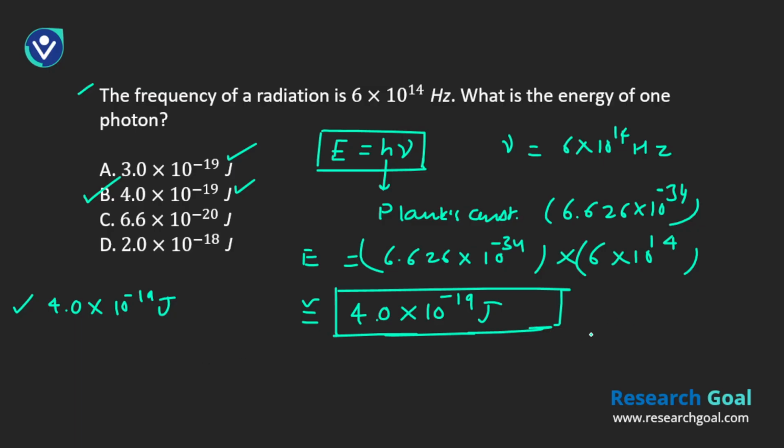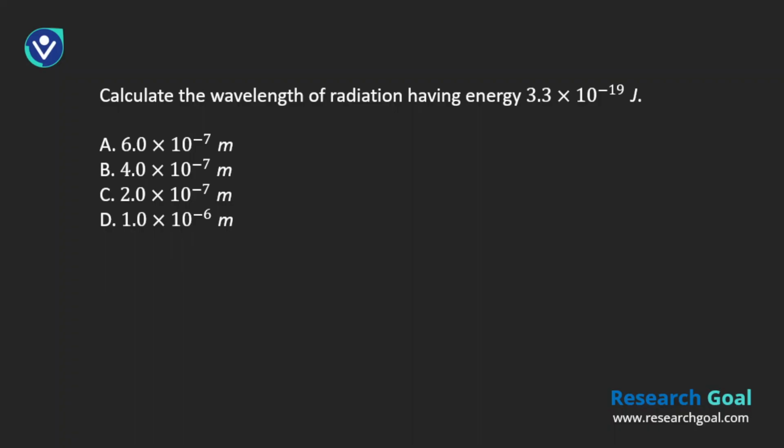All right, let's move to the next one. Another numerical type question. Calculate the wavelength lambda of radiation having this energy. You have different options. Option A, 6.0 into 10 to the power minus 7. Option B, 4 into 10 to the power minus 7. Option C, 2 into 10 to the power minus 7. Option D, 1 into 10 to the power minus 6. Please do the calculation and see if you are able to select the correct option.